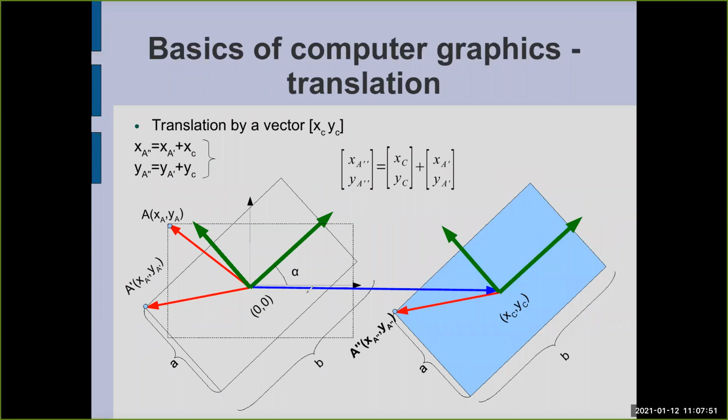Okay, so what about translation? If I want to translate an object, it's enough to sum 2 vectors. So I can, for example, have a translation vector xc, yc. To calculate a new position of vector A, it's enough to sum this vector up, so to sum the corresponding coordinates.